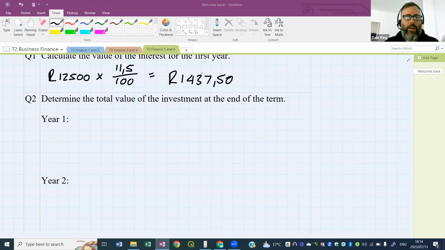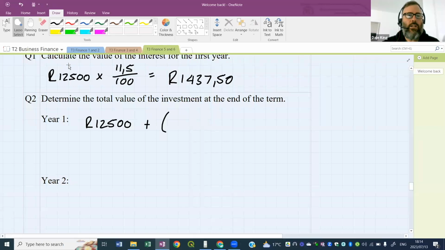All right, it's compound interest. Remember, compound interest, you've got to add it on and use that new value to recalculate your interest. All right, so I'll show you the first year. We're going to take our 12,500 and we're going to add on the interest, which we've already calculated. In fact, I can just copy this over here.